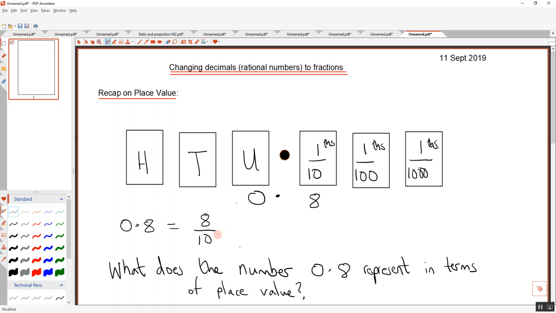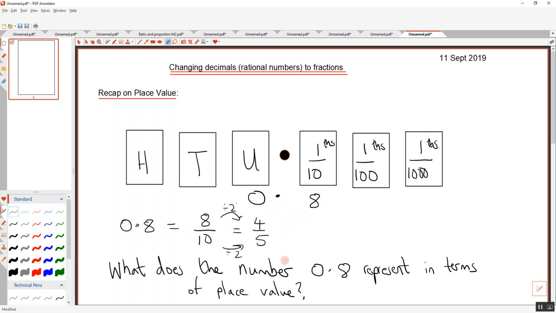I can simplify that. What do I divide top and bottom by? Divide top and bottom by 2. How many times does 2 go into 8? 4. How many times does 2 go into 10? 5. So I get 4 over 5, which cannot be simplified any further.